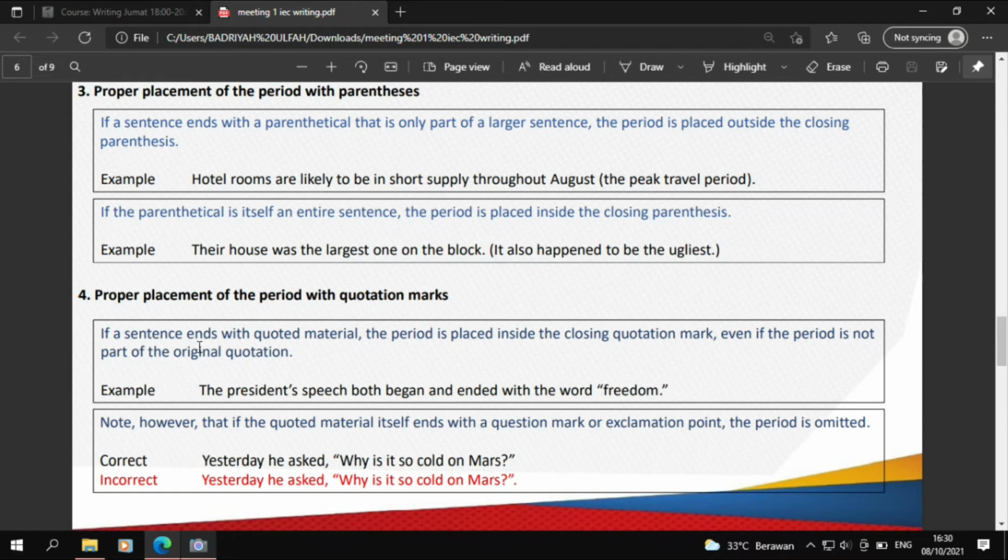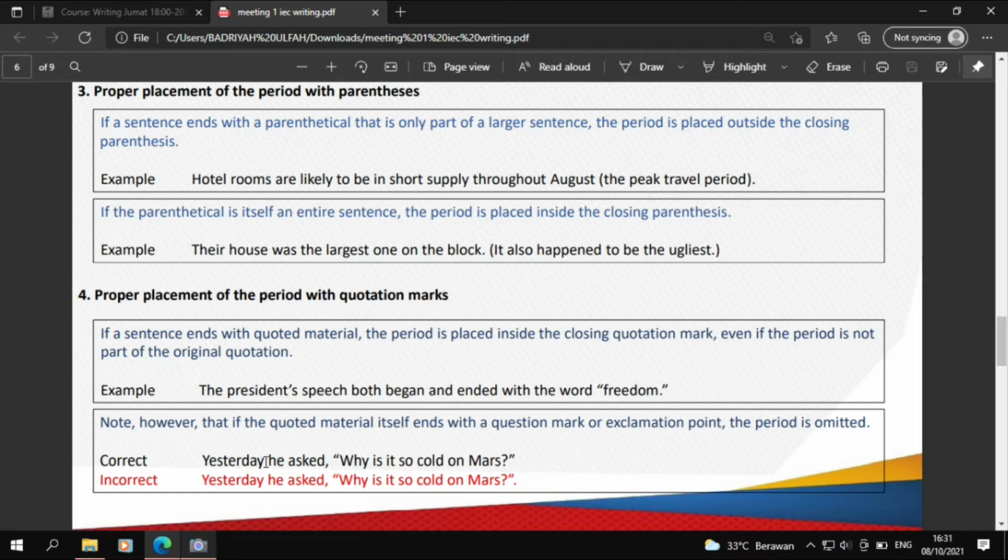Jadi kalau si kalimatnya ini ujungnya diakhiri pakai tanda petik, nah, titiknya itu diletakkan inside, di dalam quotation mark. Lihat nih. Nah, even if the period is not part of the original quotation, meskipun dalam quote-nya ini nggak ada titik, tapi ketika dia ada quotation di ujung kalimat, maka titiknya masuklah ke dalam si quotation mark-nya ini. Makanya, lihat nih contohnya: The president's speech both began and ended with the word "freedom." Nah, jadi titiknya ditaruh di sini, bukan di luar. Karena ada tanda petik di ujung sana, maka titiknya masuklah ke dalam tanda petik.